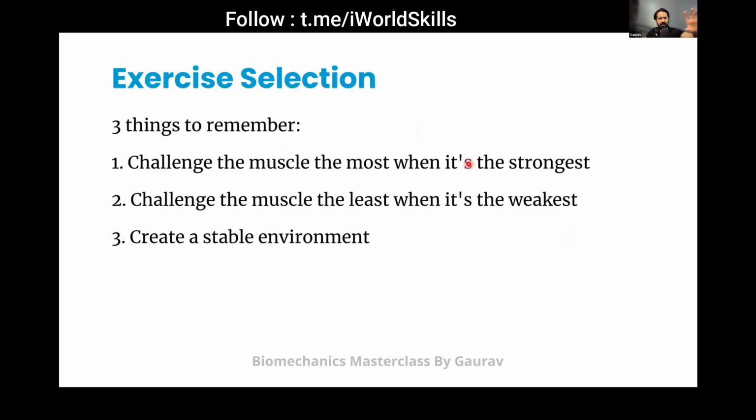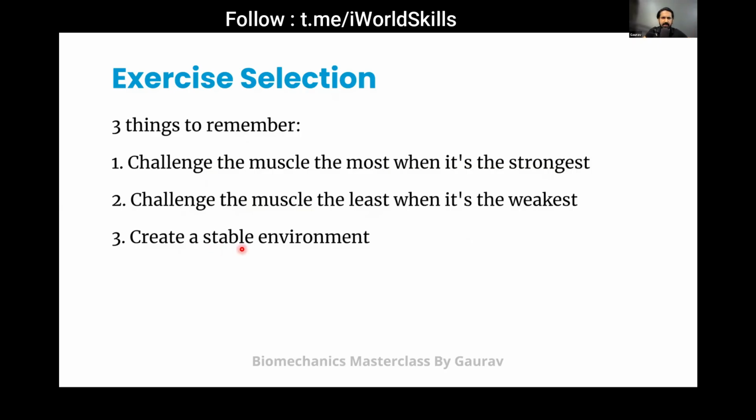Correct. Now, before we get into these 3 exercises, there are a few things that I want to discuss. For optimal exercise selection, there are 3 things that we must remember. Number 1, challenge the muscle the most when it's the strongest. Number 2, challenge the muscle the least when it's the weakest. Number 3, create a stable environment. Now, for this particular masterclass, we are going to be sticking to these first 2 points only, because these first 2 points can make or break your exercise selection. But let me briefly discuss this third point.